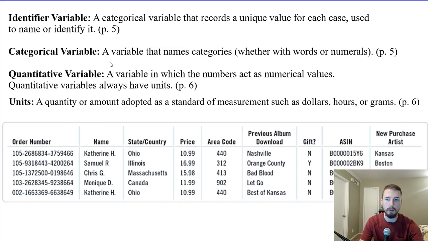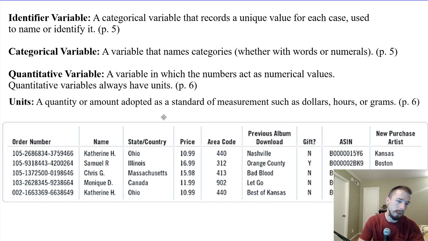So that's fine. A categorical variable means that it's split up into categories or buckets. These usually don't have units associated with them, and they're usually words, but they also could be numbers. So categorical, the main thing is it splits it up into categories or like bins, and it's like we're sorting something out in a bin. Quantitative variable, quantitative referring to a number, it does have units, which numbers act as numerical values. Quantitative variables may also have units. Units are a quantity or amount that's adopted as a standard of measurement, such as dollars, hours, or grams. So you know what units are.